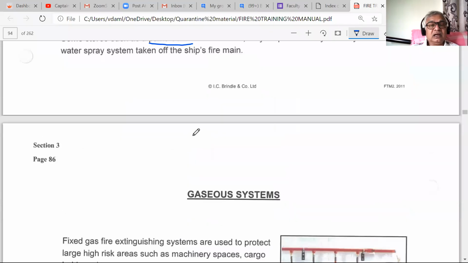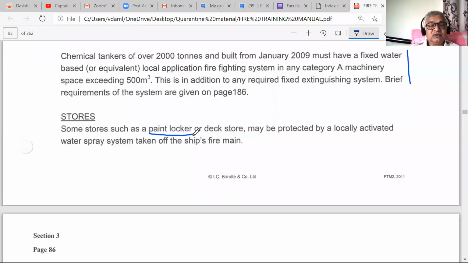So this part is finished, where we discussed water as extinguishing medium and what systems we have got available. Now, anybody has any doubts? Try to raise hand.